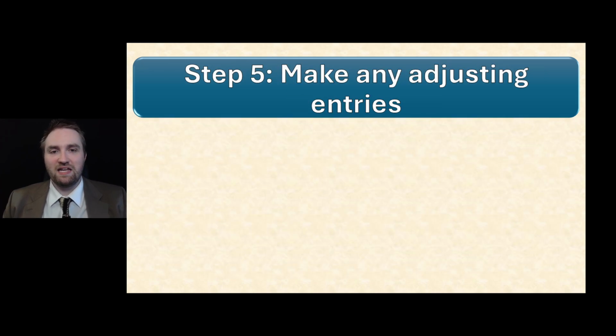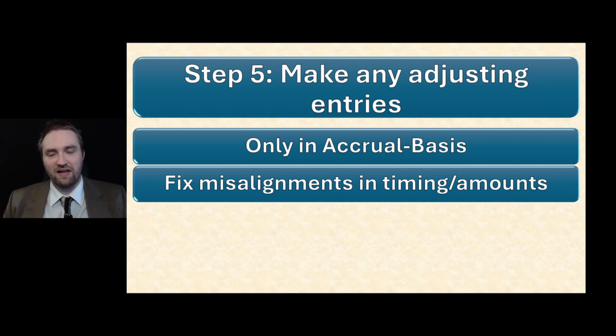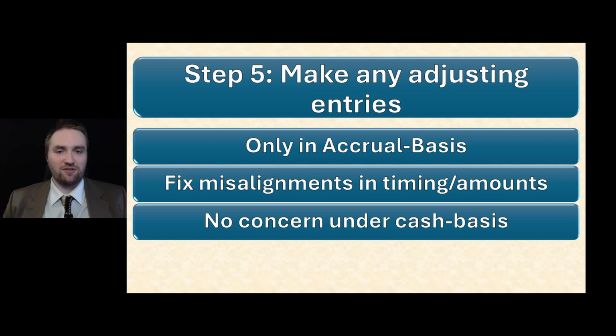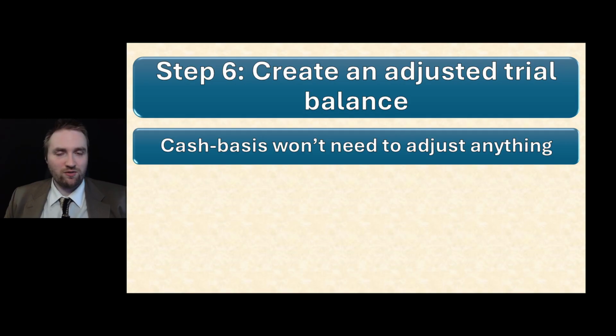Step 5. Make any adjusting entries. In accrual, not cash basis, but in accrual bookkeeping, there are times when the timing and amounts of a transaction don't line up with what actually happened in the bank and credit card accounts. When this is the case, adjusting entries need to be made. Since we're learning cash basis, we don't need to worry about this step. Step 6. Create an adjusted trial balance. Likewise, since we're cash basis, we don't need to adjust anything, and so we can skip this step as well.